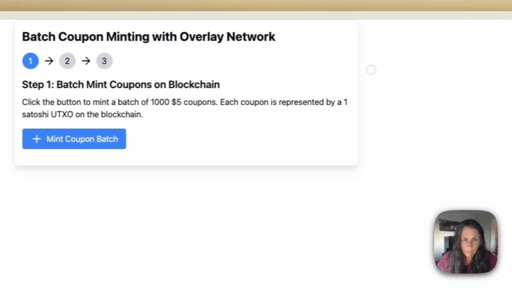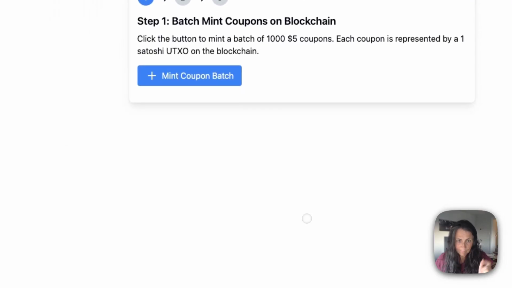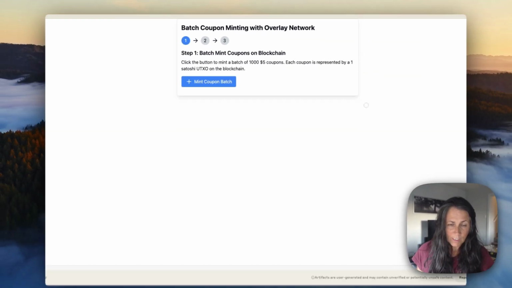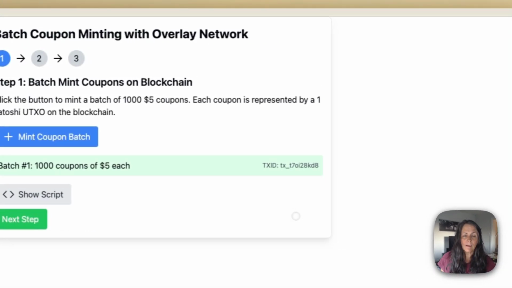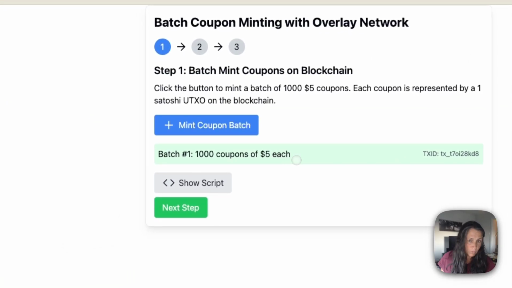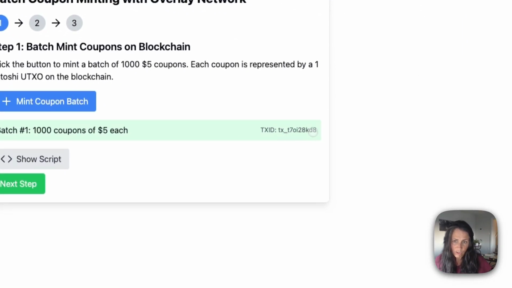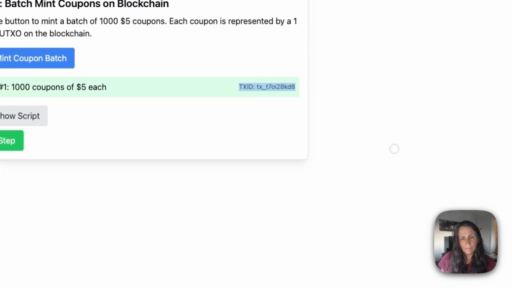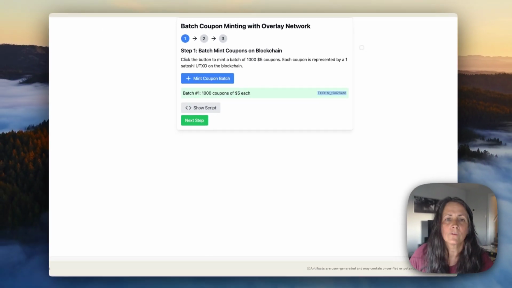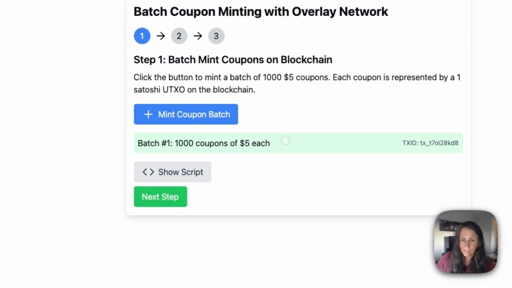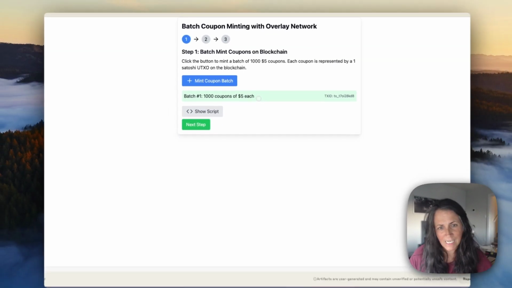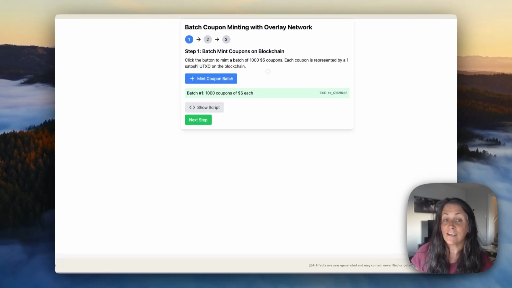I'm just going to walk you through sort of a pseudo minting. So we click the button to mint a batch, and it's really as easy as that once you have the code written. So we're going to mint a coupon batch, and we have 1,000 coupons at $5 each, and we get a TX ID. That means a transaction ID, and that is represented on the blockchain. So does each coupon mean that we have $5 worth of Bitcoin? No, it does not. That is metadata, and I'll get into that in a second.